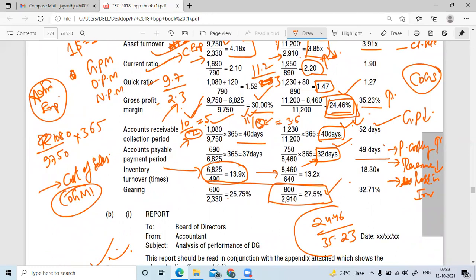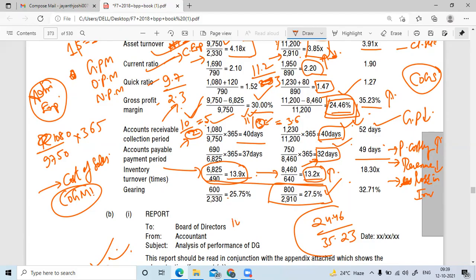Inventory turnover has been less. What do you mean by inventory turnover? How much time it takes for you to convert your inventory into cash? So it is taking 13.2. This is very less, na? Correct or wrong? Yes, sir. So what do you mean by this?